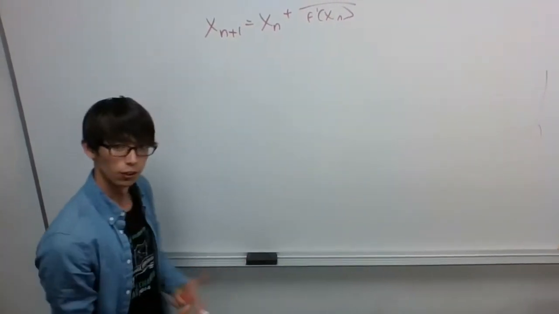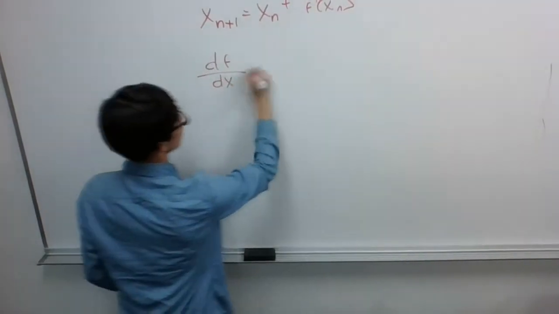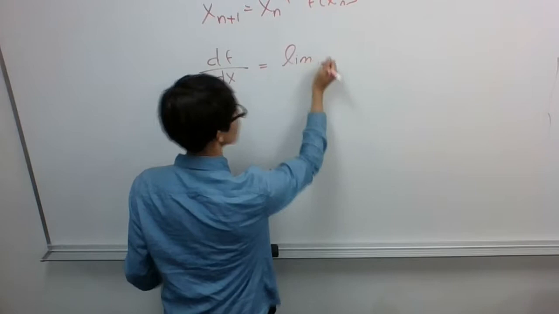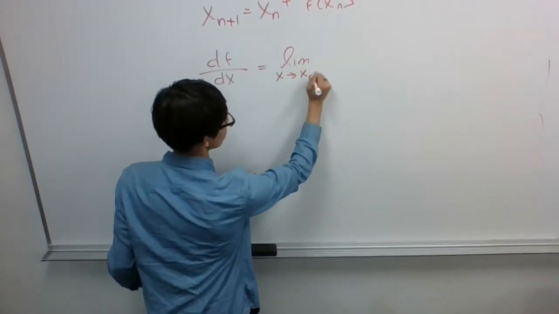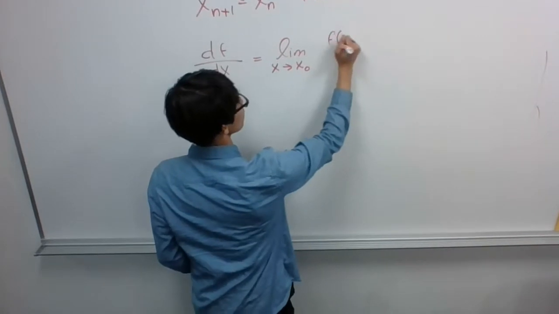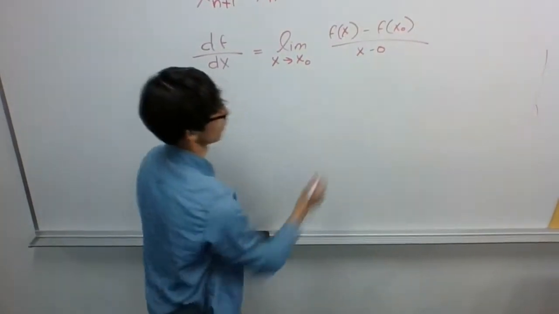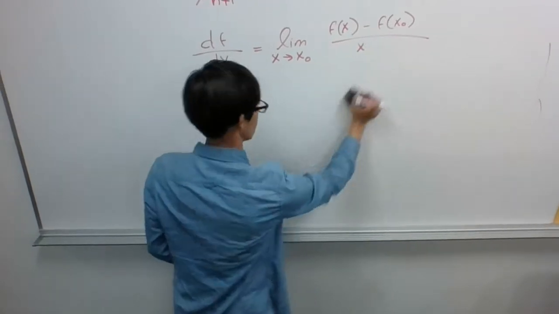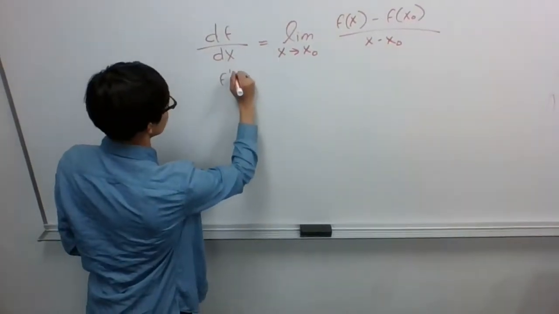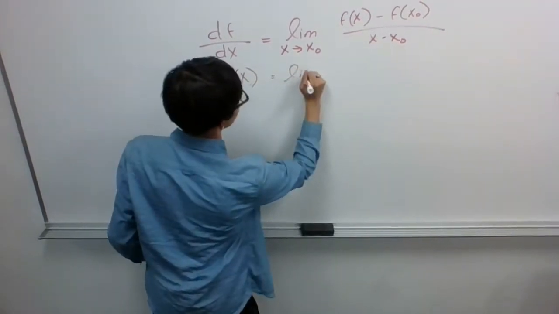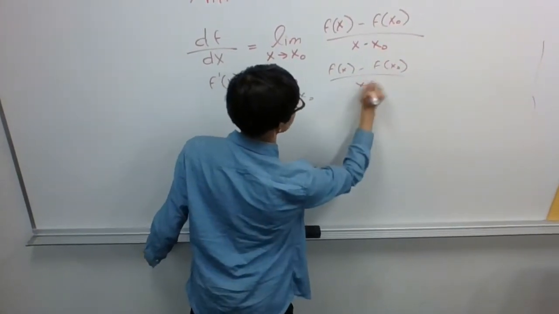To do that, we have to know the definition of a derivative. That's saying df over dx is equal to the limit. For now, just to make it simple, I'm going to use x and x0. The limit as x approaches x0 of f of x minus f of x0 over x minus x0. So this can be rewritten as f prime of x equals the limit as x approaches x0 of f of x minus f of x0 over x minus x0.